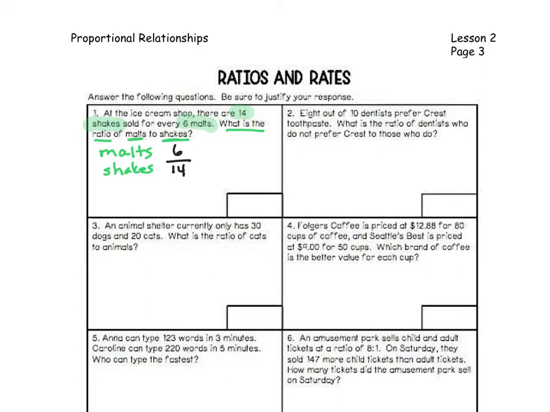But you may have noticed that both of these numbers are even. And if they're even numbers, they're divisible by 2. And we get 3/7. As we look at 3/7, that's as reduced as we can get it. So the best way to write this ratio would be 3 malts compared to 7 shakes.